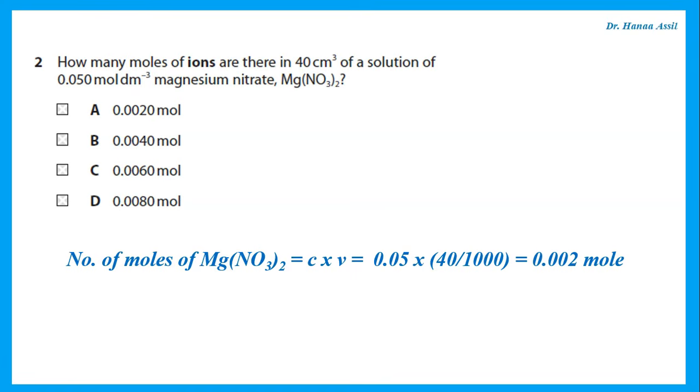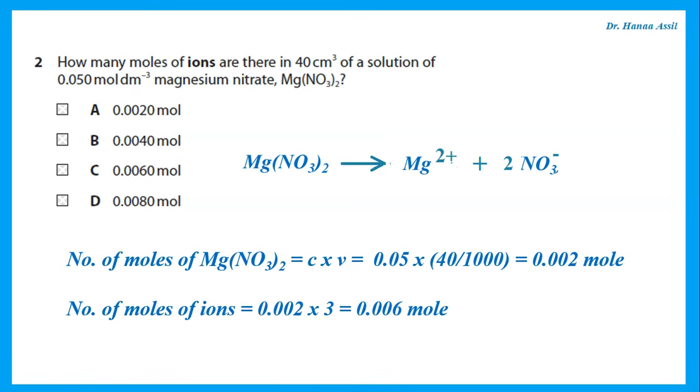But we are asked for the number of moles of ions. Now, 1 mole of magnesium nitrate has how many ions? 1 mole of magnesium nitrate has 1 magnesium ion and 2 nitrate ions, so we have a total of 3 ions per mole. So the number of moles of ions would be the number of moles of the magnesium nitrate times 3. So now we have the number of moles of ions, and that's what we were asked for. So that is our answer.